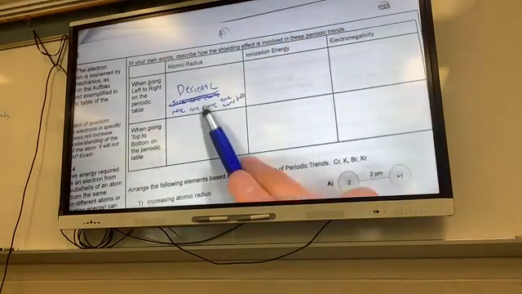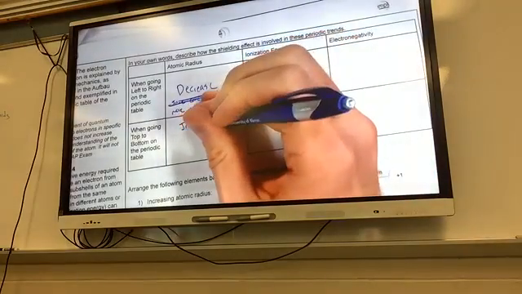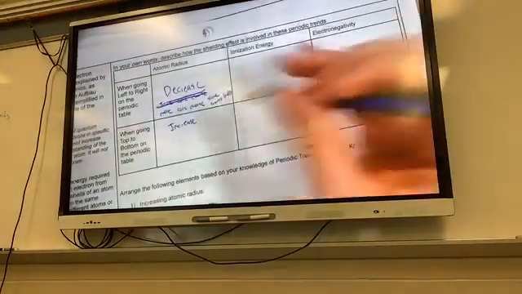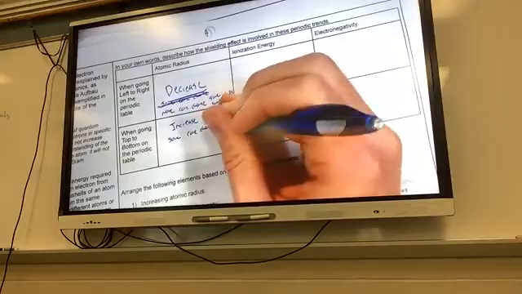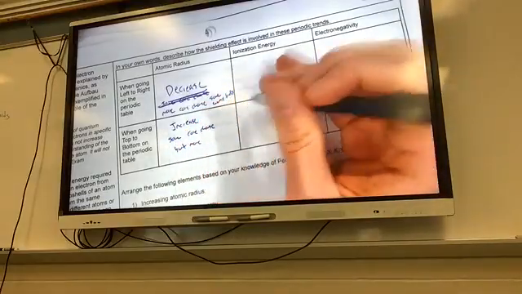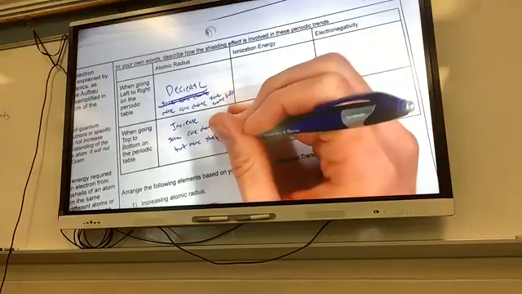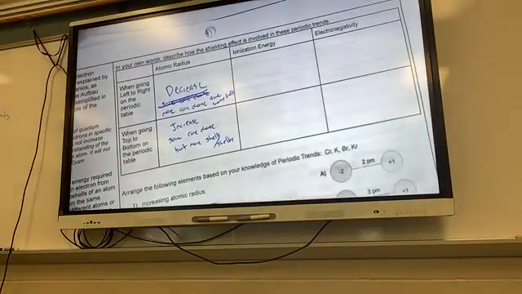What about when going top to bottom, atomic radius? Increase. Why? Because on this one I have the same core charge, but more shells and more shielding. So it's getting larger as I go down.